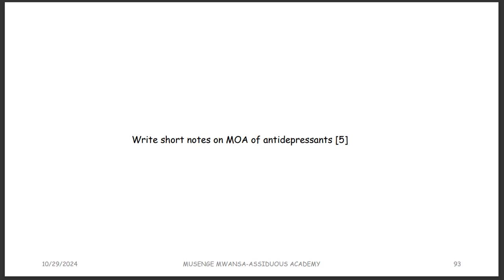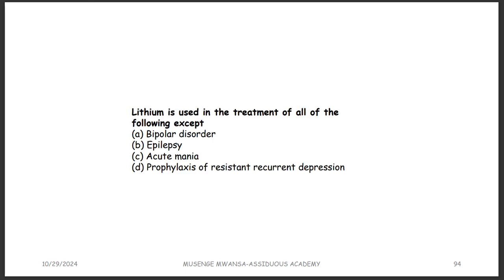And then there was this question. I think I got it from last year's. Write short notes on the mechanism of action of antidepressants. So you can write something. Lithium is used in the treatment of all the following except bipolar disorder, epilepsy, acute mania, prophylaxis of resistant recurrent depression.